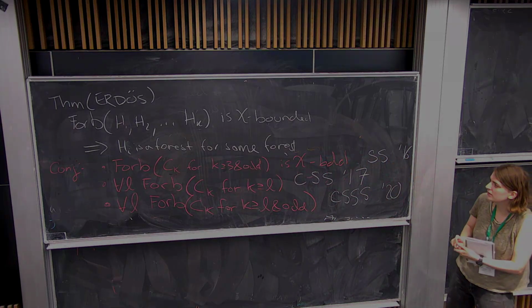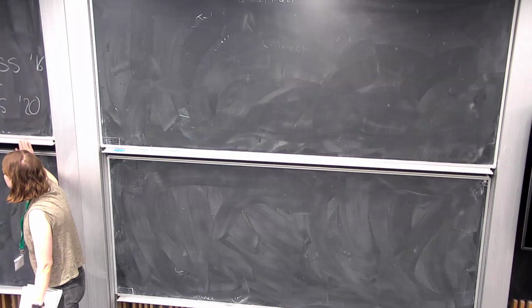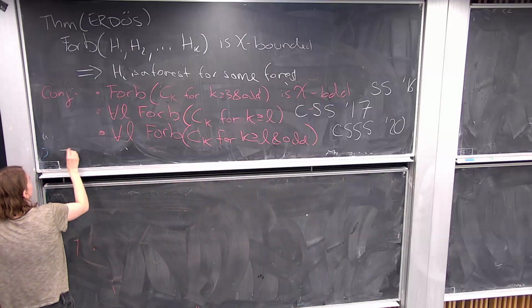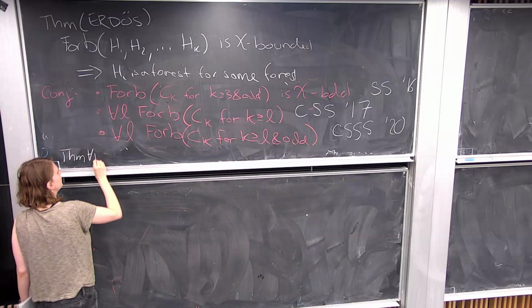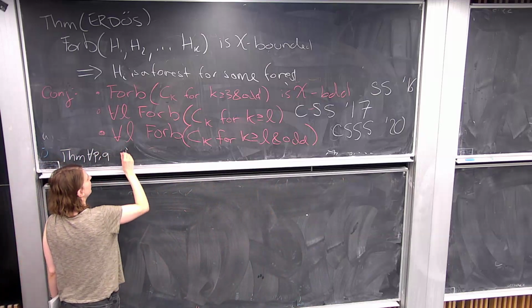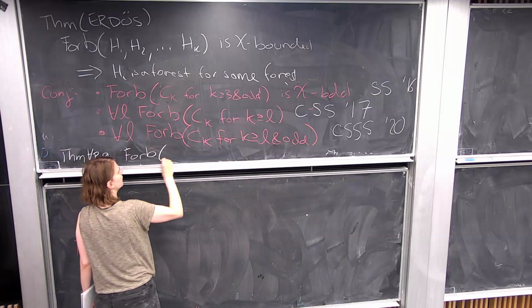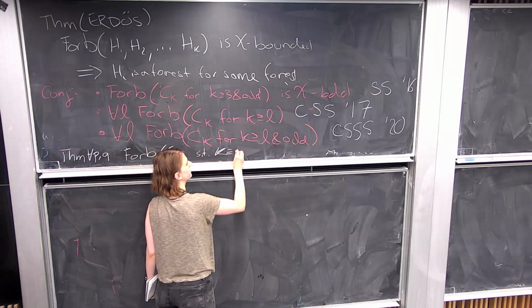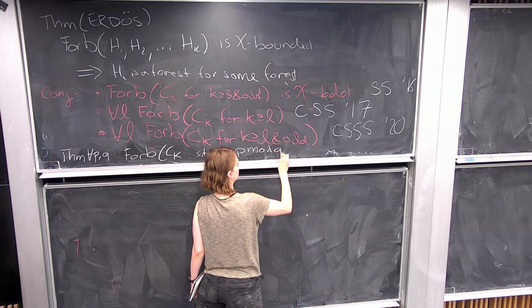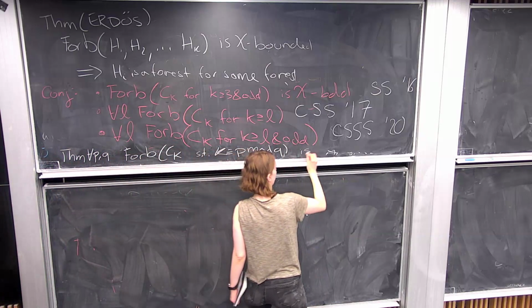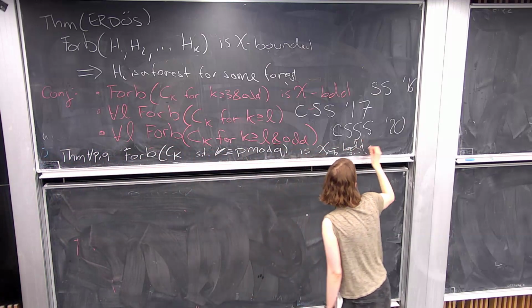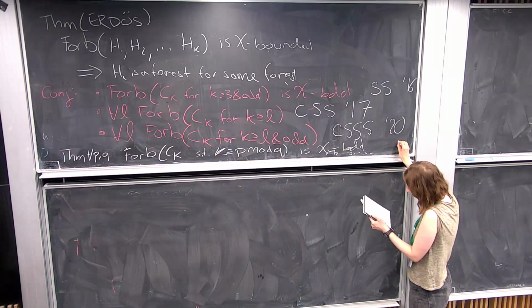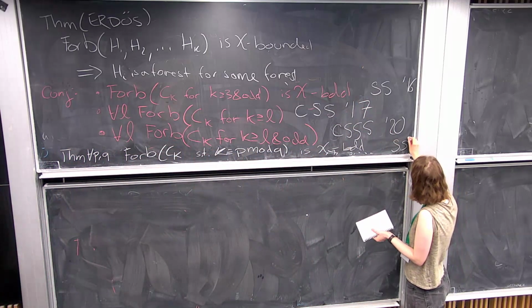And these have since been unified into an even stronger result, which is: theorem, for all p, q, forbidding C_k such that k is congruent to p mod q is chi-bounded. And they got rid of some co-authors for that. That's Scott, and that's back to just the beginning of Scott and Seymour in 2019.